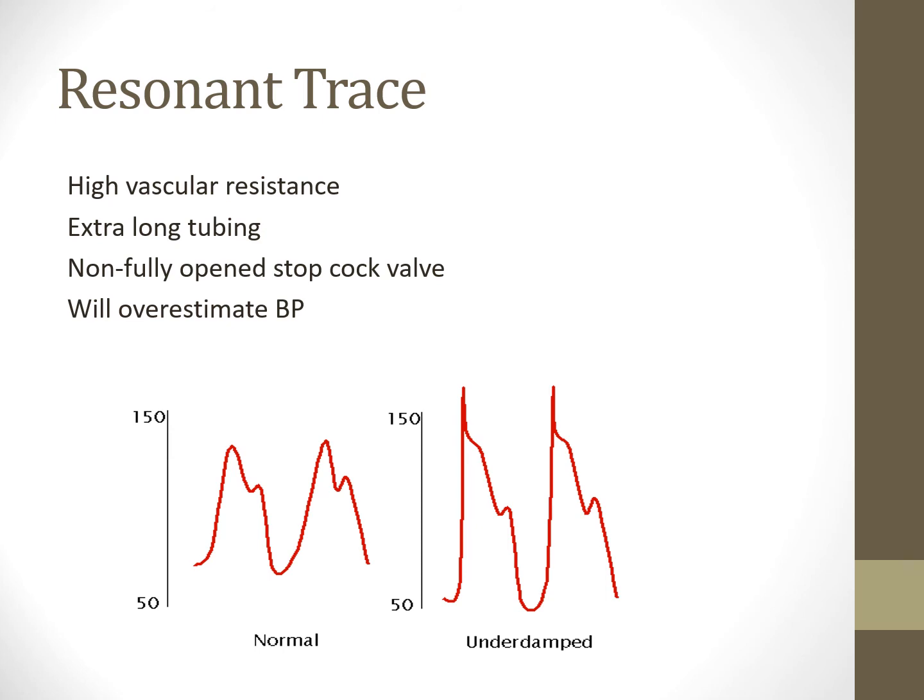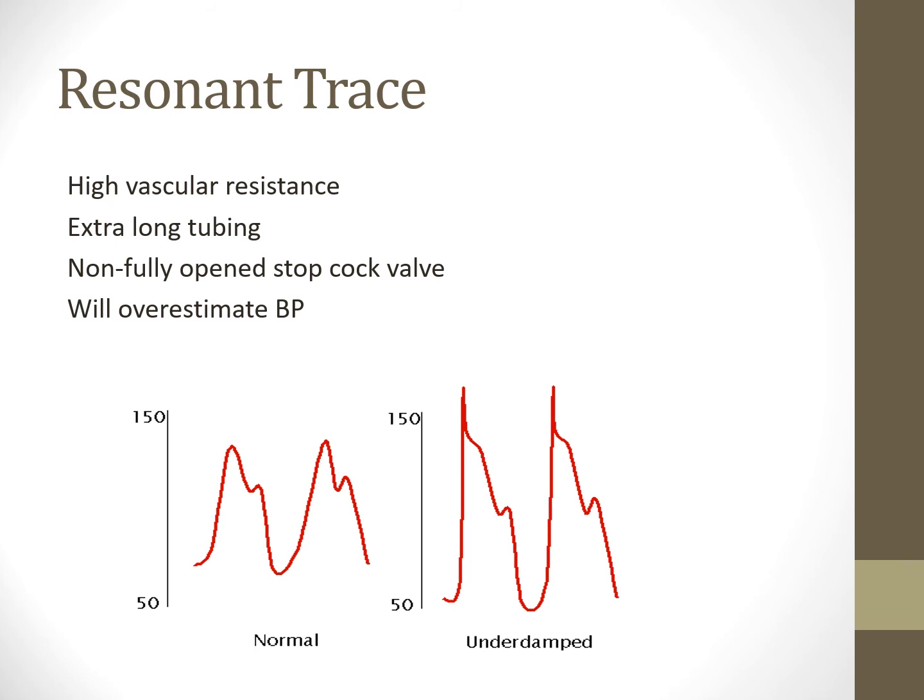So high vascular resistance, there's a high amount of back pressure. It's nothing that's stopping it from getting to the transducer. It's just that high amount of back pressure. So this could be a resistance in the tubing, and it will overestimate blood pressure. So this is what we're looking at. They might have an underdampened waveform. Oh, their blood pressure looks fine, when realistically their blood pressure is actually low.